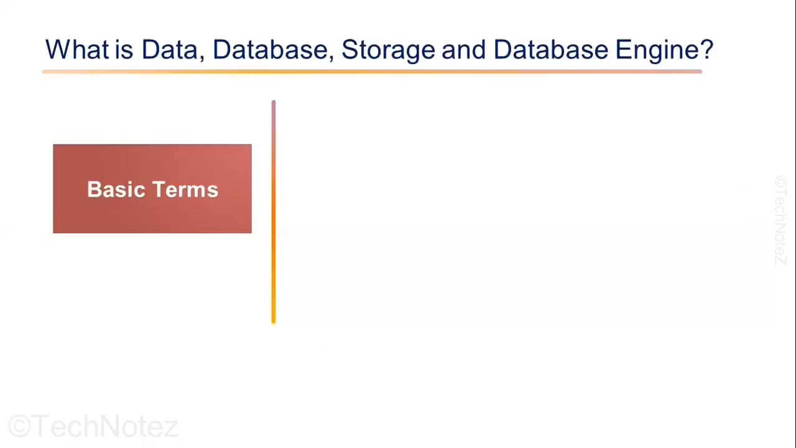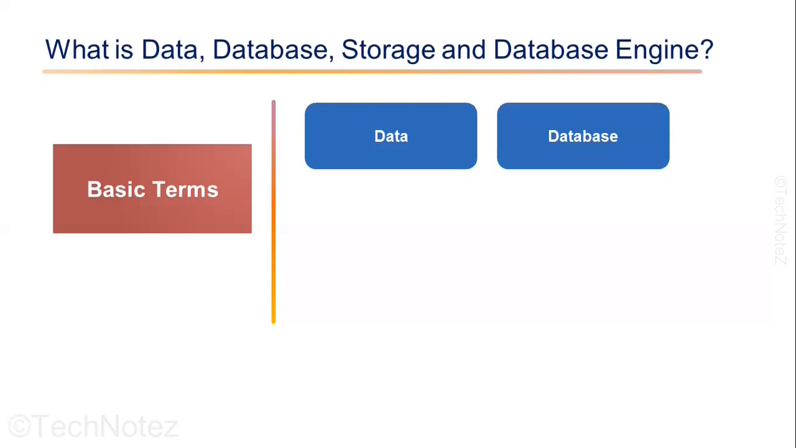So first, let's understand the difference between data, database, storage, and database engine. Data refers to the information. This can include text, numbers, images, and other types of data. Data can be organized into tables, with each table containing rows and columns. Data is stored in the database.